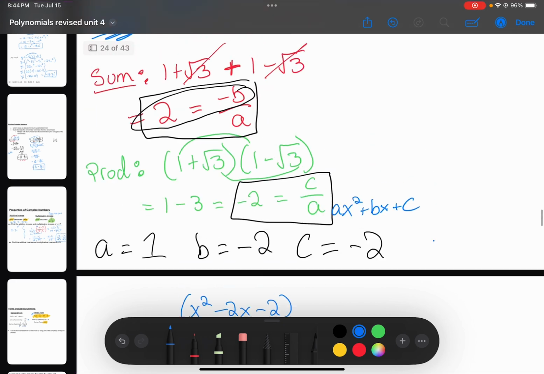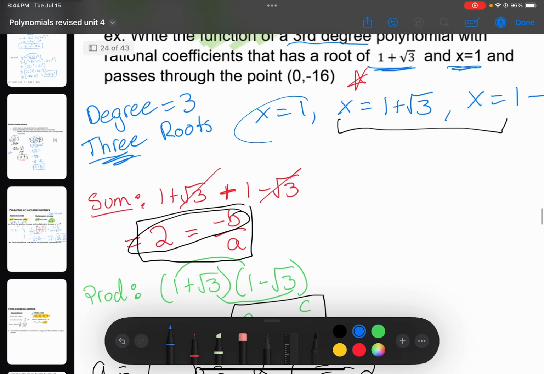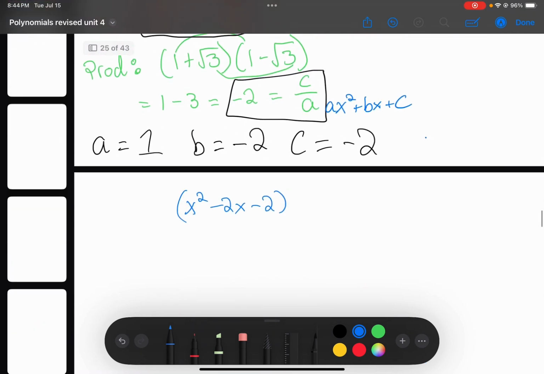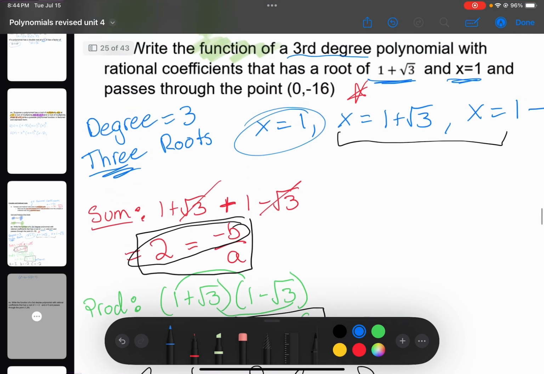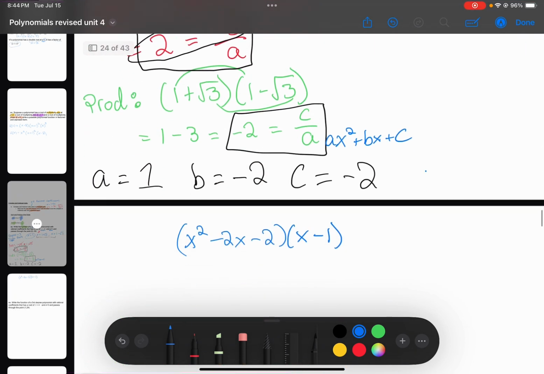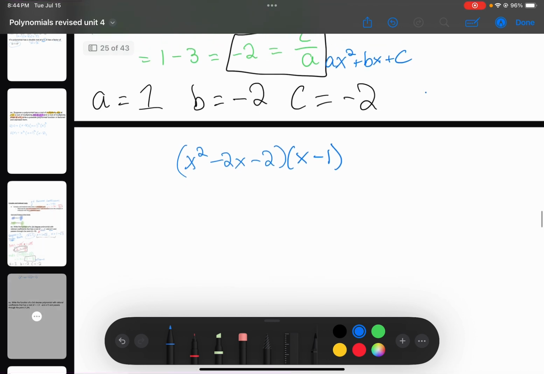We also know that we had an x equals 1 root, so that means the factor would be x minus 1, the opposite sign there. And we don't know our coefficient yet, so I'm just going to leave an a there for now, and then that would equal our f of x, okay?